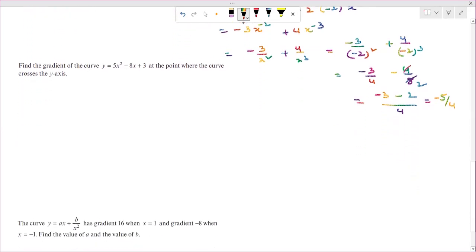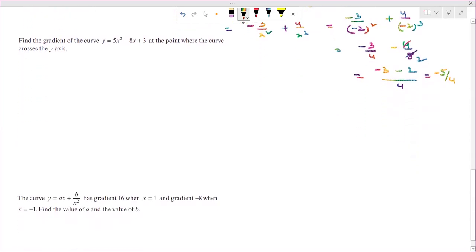Okay, now see here, the next question: the gradient of the curve at the point where the curve crosses the y-axis. If a curve crosses the y-axis, it means x coordinate will be 0. If it is crossing like this, the x coordinate will be 0.